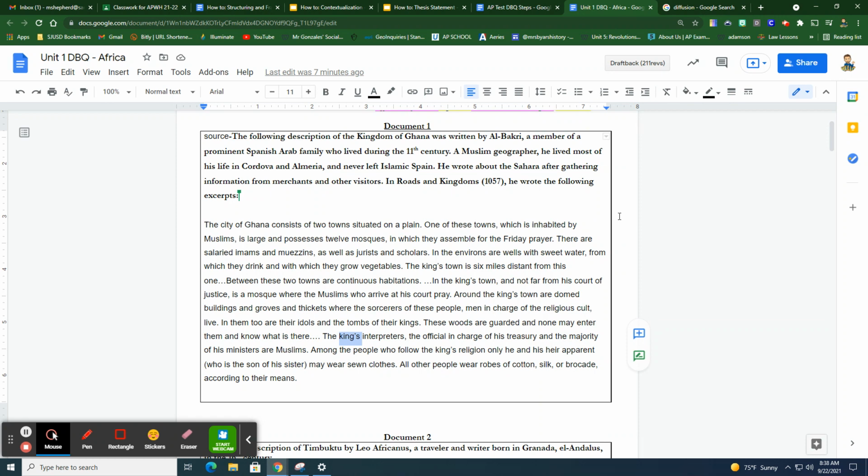So the diffusion of Islam's religion, the diffusion of their belief systems in the courts. It also describes the town as having mosques in it, right? So that changes the geography of the town. Obviously, the state building of it, that's impacted. Those are all things you could write in the margins right here. So that's one impact, right?